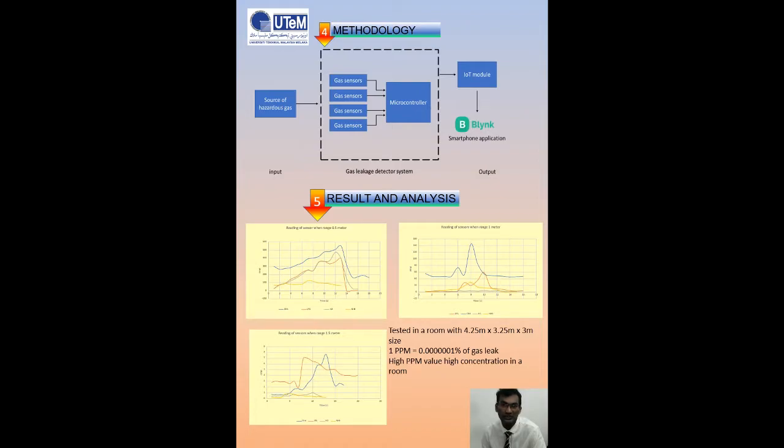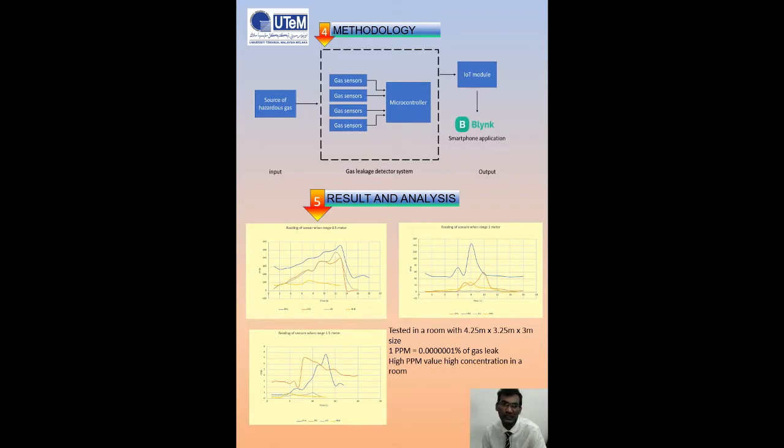The graph shows that when the range is 0.5, the ppm reading of the sensor is higher, which is between 100 to 600 ppm. ppm is particle per million. When the range is 1 meter, the particle per million reading is reduced dramatically, which is between 20 to 150 particle per million. As we see in the third graph, the ppm reading is relatively low, which is 0 to 10 ppm.